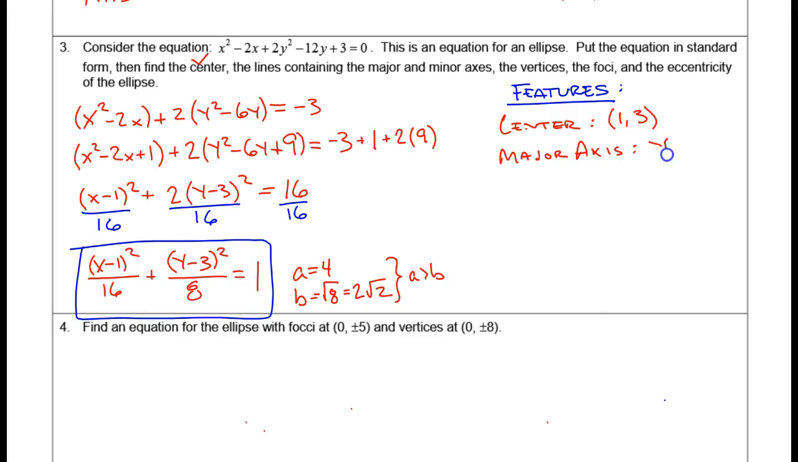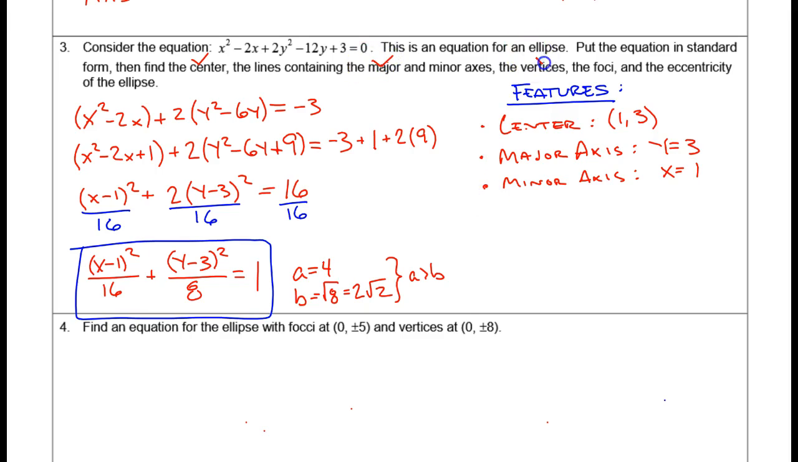And its equation will be y equals 3. Horizontal will be y equals a number, so it's going to go through the center, which has a y coordinate of 3. And the minor axis will be x equals 1. Okay, so we've taken care of that.